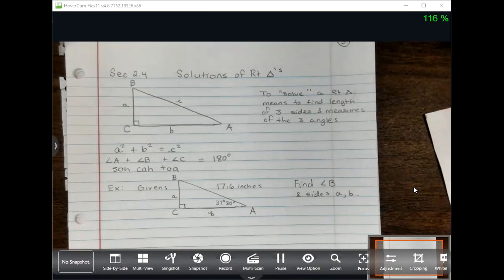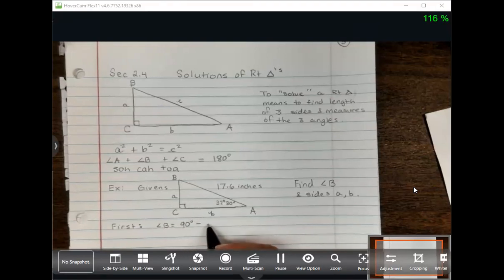Which would you like to do first? Let's get the angle B. We know the angles have to add up to 180 degrees and one of them is 90 degrees. So that means the other two angles have to add up to 90 degrees. So angle B has to add to angle A to give us 90 degrees. So first, to get angle B, we take 90 degrees minus angle A.